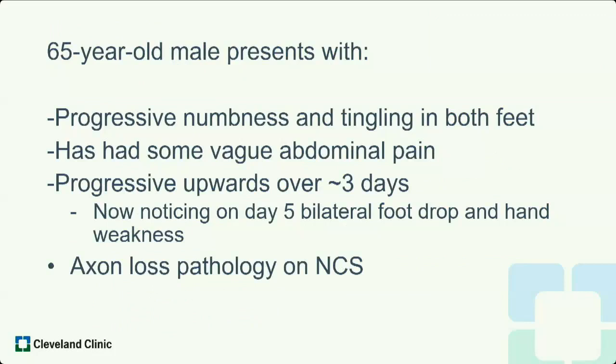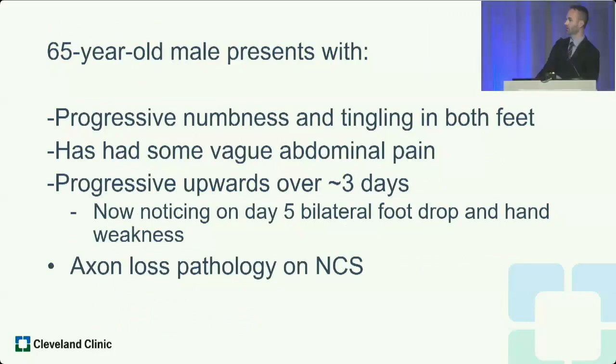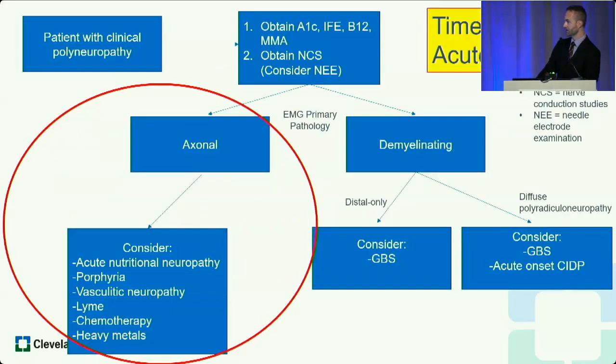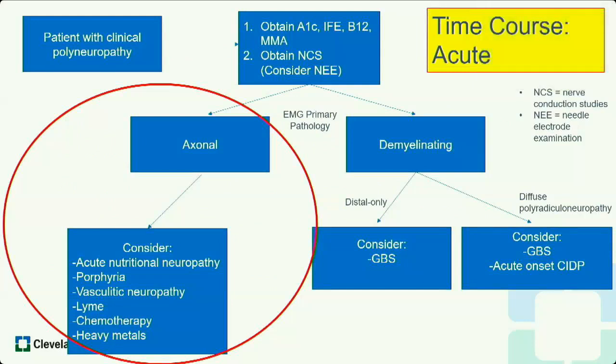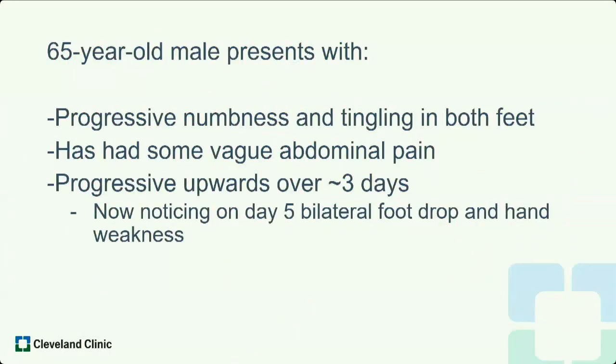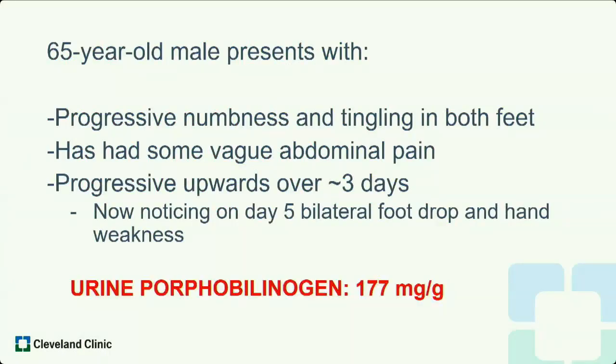All right, so our patient, getting back to him, he has progressed very rapidly. His nerve conductions showed a very clear axon loss pathology, and so that puts us in this bucket. And so, we did not manage this person as Guillain-Barré syndrome. But without those nerve conductions, that would have been difficult, so we would have done the spinal fluid and the MRI. But he ended up having an elevated porphobilinogen. So even at the age of 65, you can actually see these patients come in.